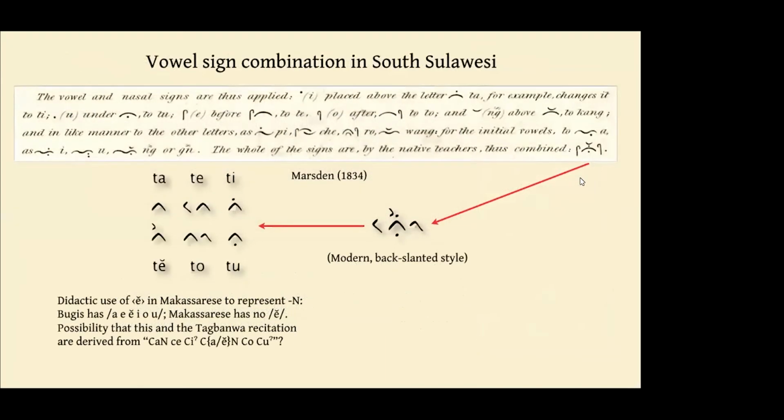In South Sulawesi, according to Marsden in 1834, they did something similar. They combined all the signs around a base letter, a consonant letter. And if you unpack them, you get something quite similar to the Tagbanwa recitation. Tateti, tu, if it's Bugis style. If you take this as the n or the sound that it was used in Makasarese, you get tateti, tu, which is very reminiscent of the Tagbanwa recitation.